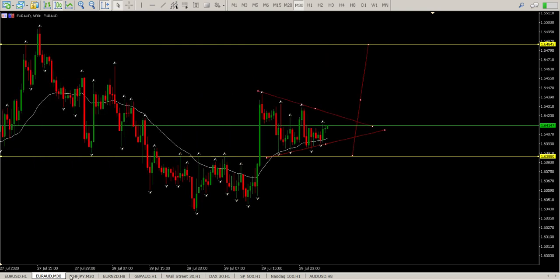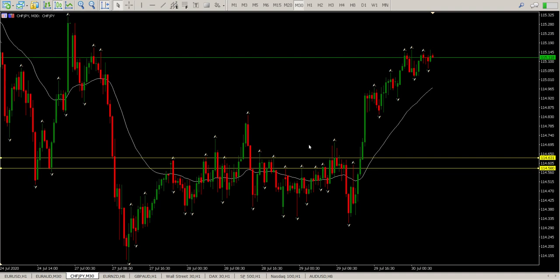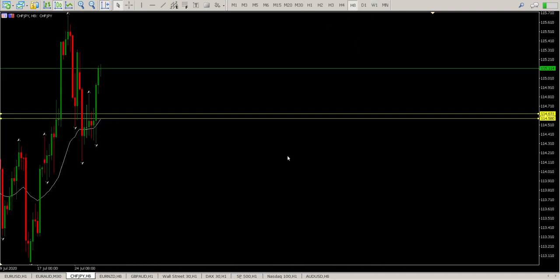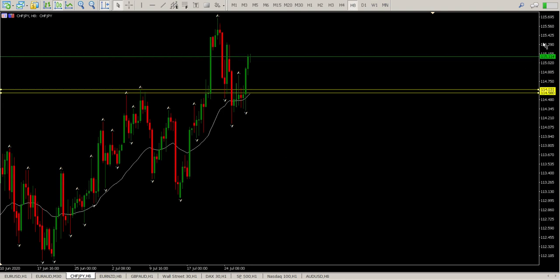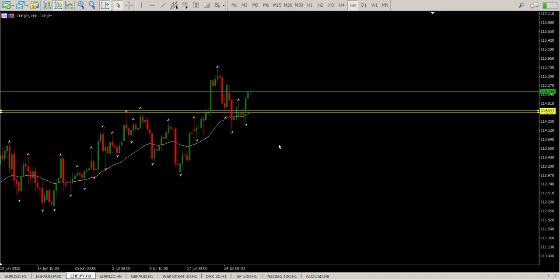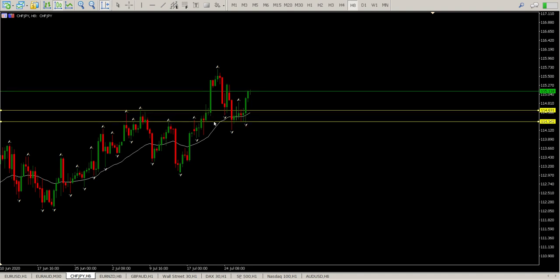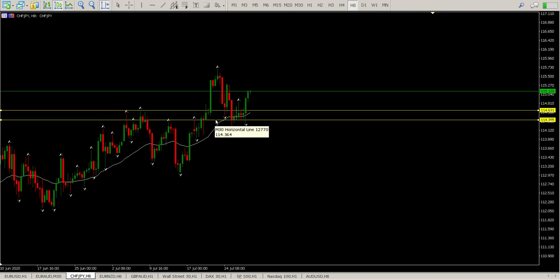Okay. Swiss franc, Japanese yen. So we did get the breakout yesterday. That's on a very low time frame. In yesterday's video I indicated that we're looking for what was looking like a breakout. It was pretty much all over the place, and I think I made a little mistake on this one. But anyway, let's just rectify that. That's the purpose of this morning.